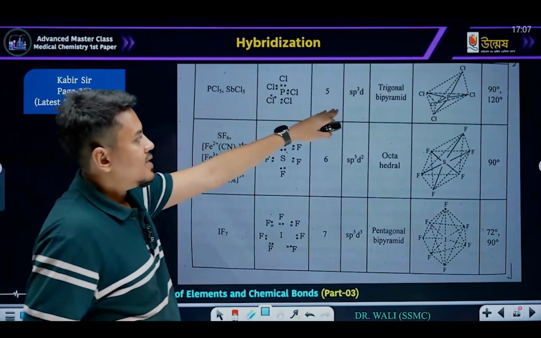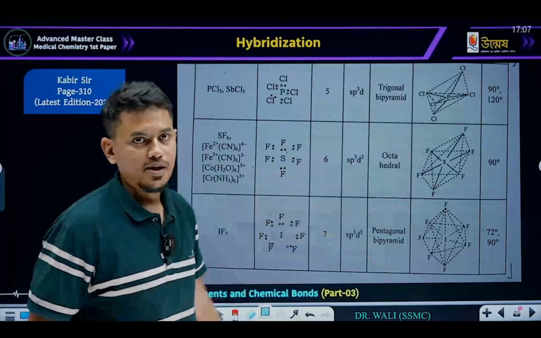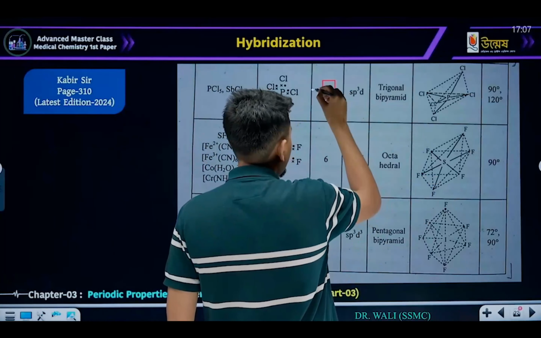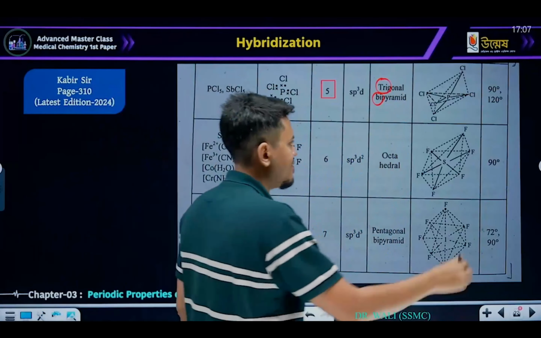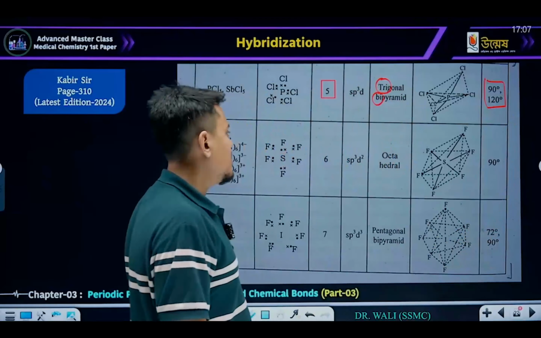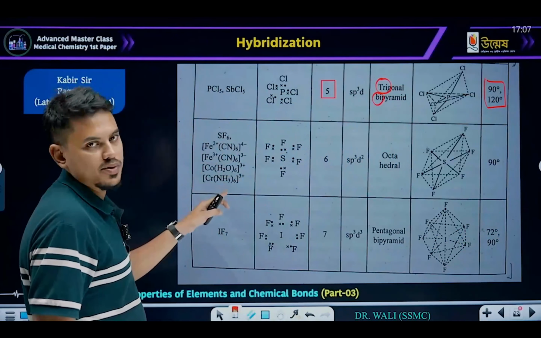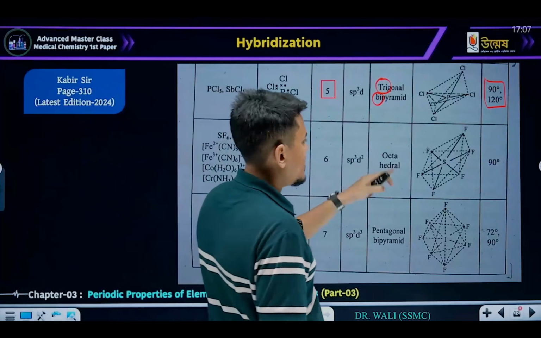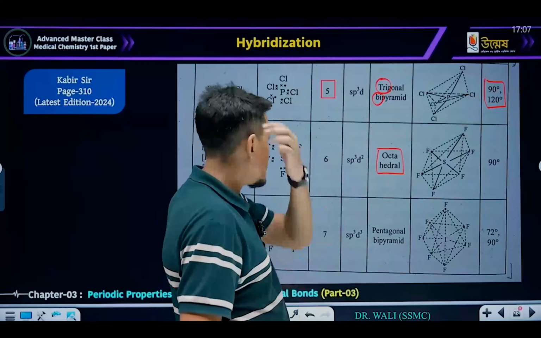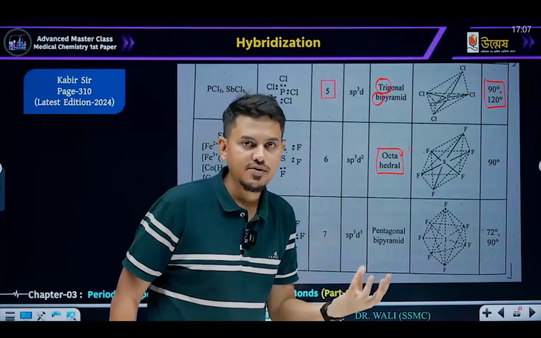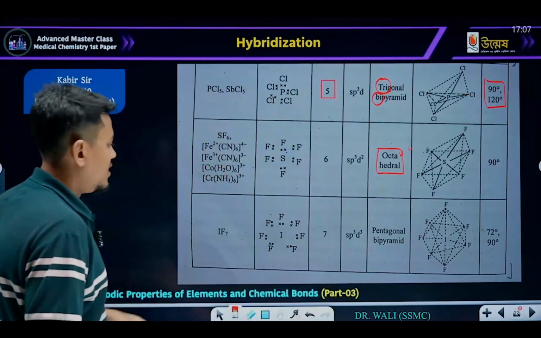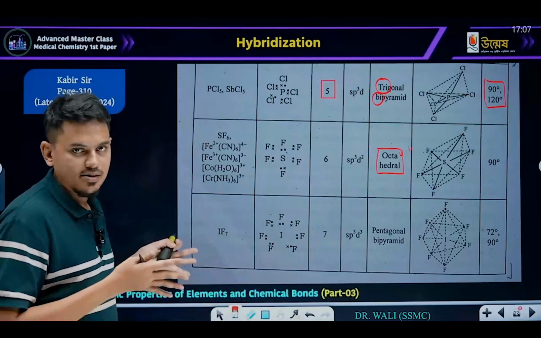See, for sp3d hybridization, the structure would be trigonal bipyramidal. This is quite easy to remember because 5 is a sum of 3 plus 2. So tri and bi together become 5, and the bond angles can be 90 and 120. On the other hand, for 6, the ligand number should be 6. So sp3d2, and it becomes octahedral because basically it is a quadrilateral bipyramid. So 4 surfaces above, 4 surfaces at the bottom. Together it is octahedral.